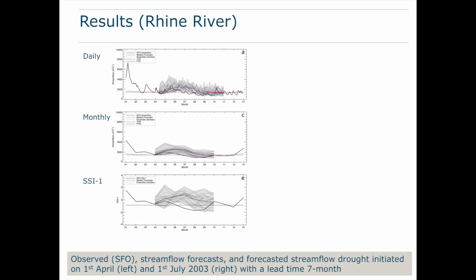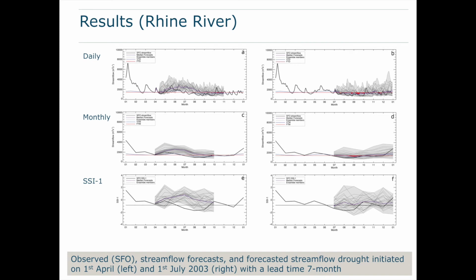This slide shows a detailed analysis of reforecasted streamflow drought for the Rhine River. For forecasts initiated in April 2003, VTD and FTD droughts were identified at the beginning and at the end of the forecast. See the blue circles. Whereas the monthly threshold, VTM and FTM, only predicted drought at the end of the forecast. SSI1 does not show any drought event.